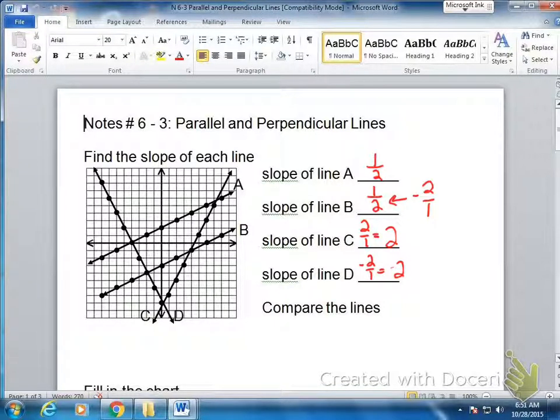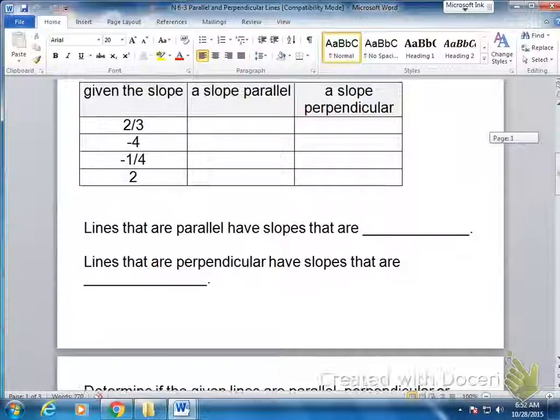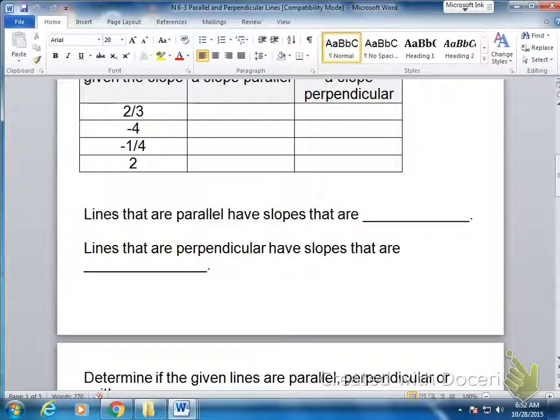We're going to move down the notes just a little bit here. That's the very bottom of this one. Oops, sorry. Lines that are parallel have slopes that are equal. If you have two equations and their slopes are equal, you have parallel lines, like y equals 2x minus 1 is parallel to y equals 2x plus or minus anything.